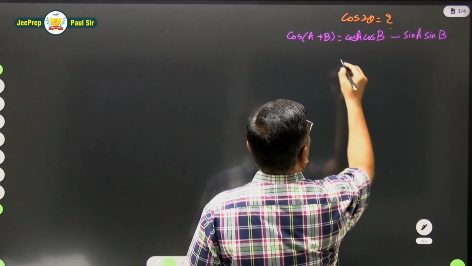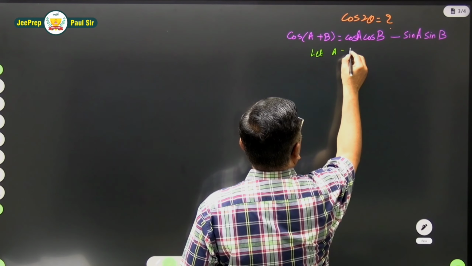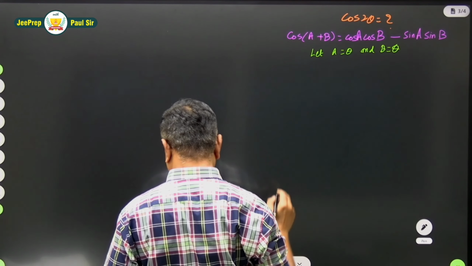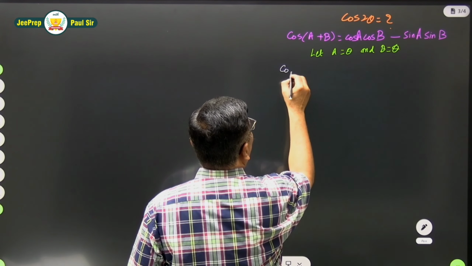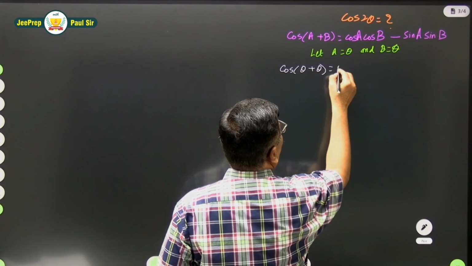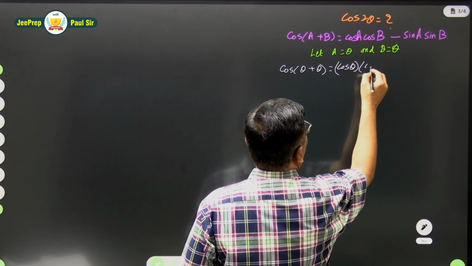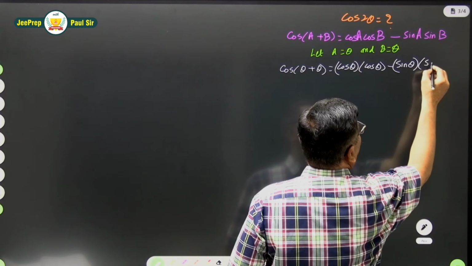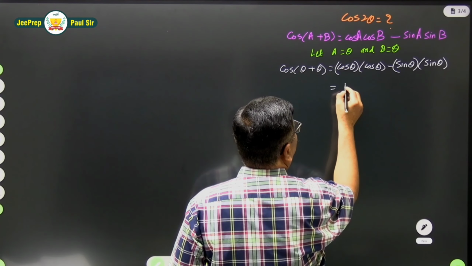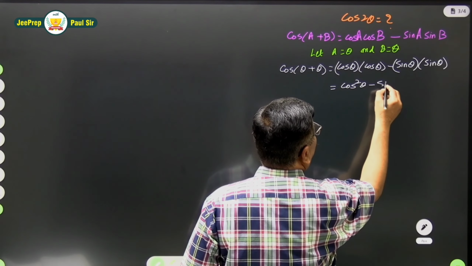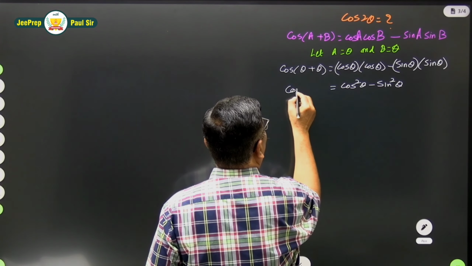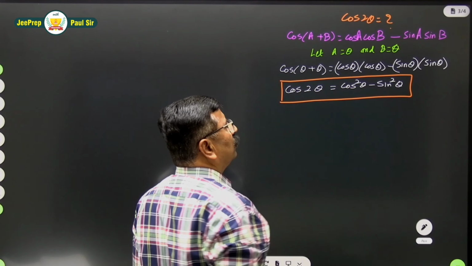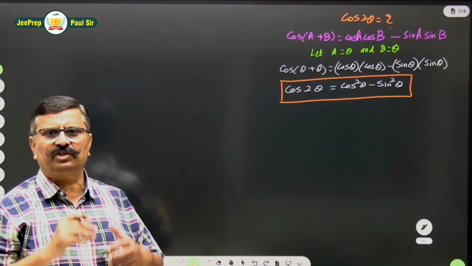Now, let angle A is equal to theta and angle B is also equal to theta. So substitute angle A as theta and B also as theta. Therefore, cos theta plus theta is equal to cos theta into cos theta minus sine theta into sine theta. So then this becomes cos square theta minus sine square theta. So therefore, the formula for cos 2 theta is equal to cos square theta minus sine square theta. This is the very first formula.